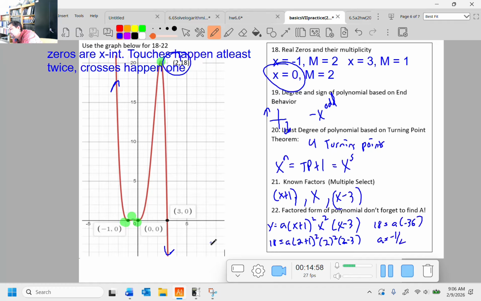So my correct answer here would be y equals -1/2. I'm going to put the x squared first. x squared times x plus 1 squared times x minus 3. Really, I should have put the x minus 3 first, but whatever.